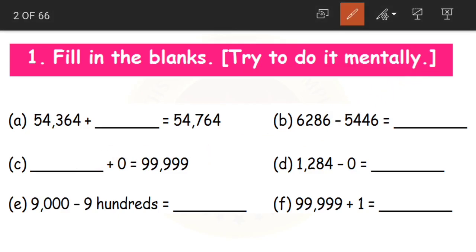If you look at the first question, 54,364 plus dash is equal to 54,764. Yes, students, what do we observe? We observe that all the digits are same except for the digit in hundreds place. Yes, we are having 300 here, and in the sum we are having 700. Now what should be added to 300 to get 700?